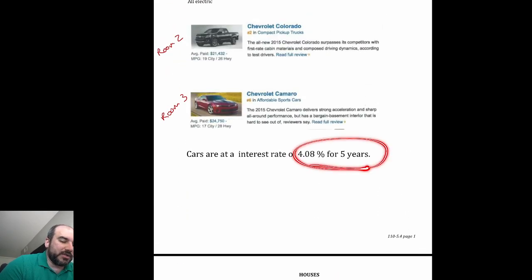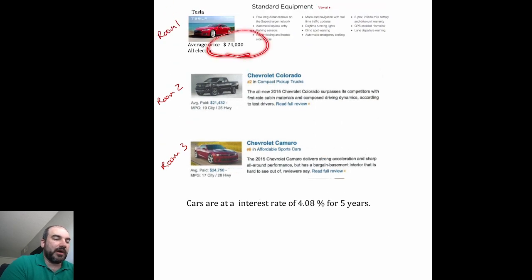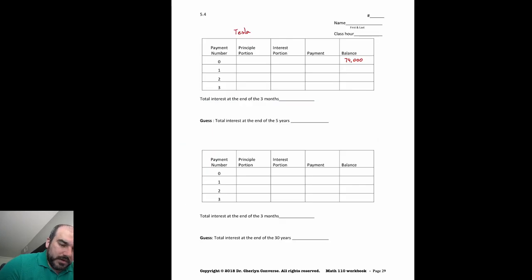But as soon as you know these terms, the 4.08% over 5 years, and you know how much money you're borrowing, you can just make the table. The bank can make the table. Anyone you give that information can make this table and figure out how much you're paying each month, how much of that is actually going to the car, and how much is just interest going to the bank.